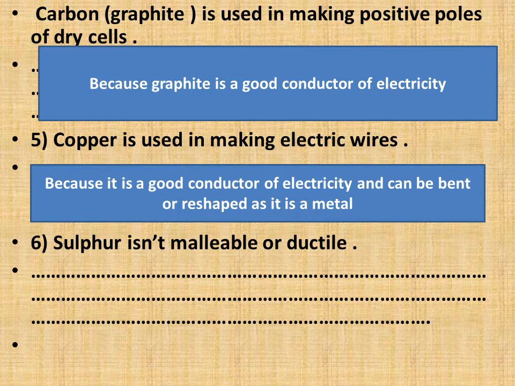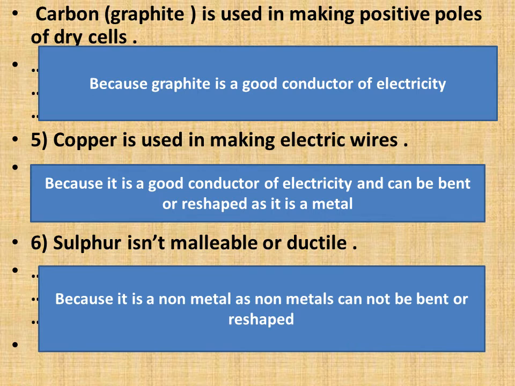Number six. Sulfur isn't malleable or ductile. Is sulfur metal or non-metal? Sulfur is a non-metal, and we know that all non-metals can't be reshaped or bent. All non-metals aren't malleable or ductile. So sulfur isn't malleable or ductile because sulfur can't be bent or reshaped as a non-metal.